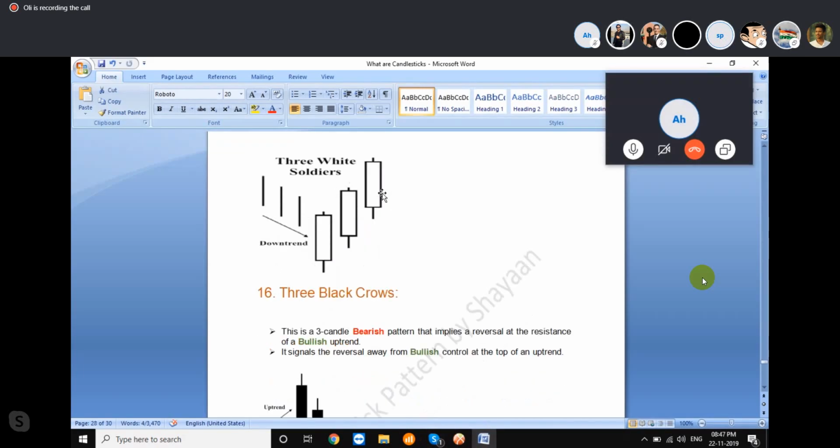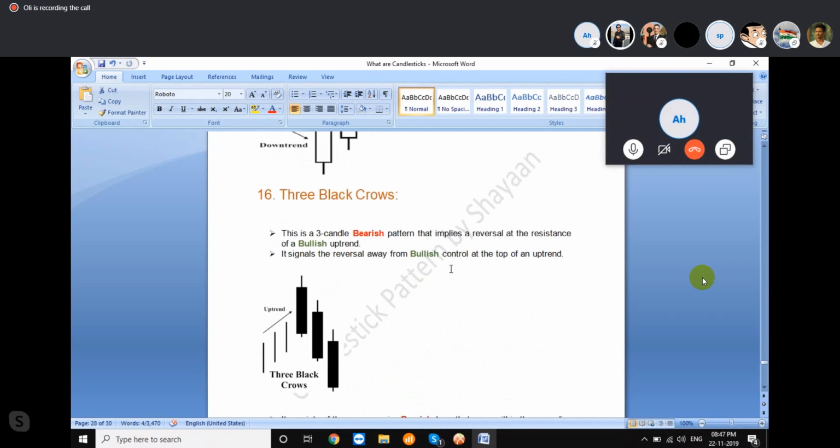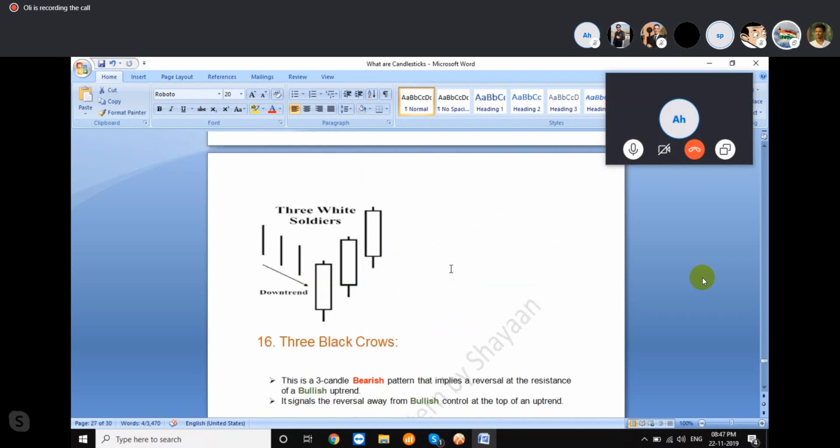So three white soldiers is clear, right, guys? Everyone, it's clear. Now, three white soldiers, after the fourth candle there is a red one coming, bearish. In three white soldiers you are asking, or in bullish or bearish kicker? Which one are you asking?